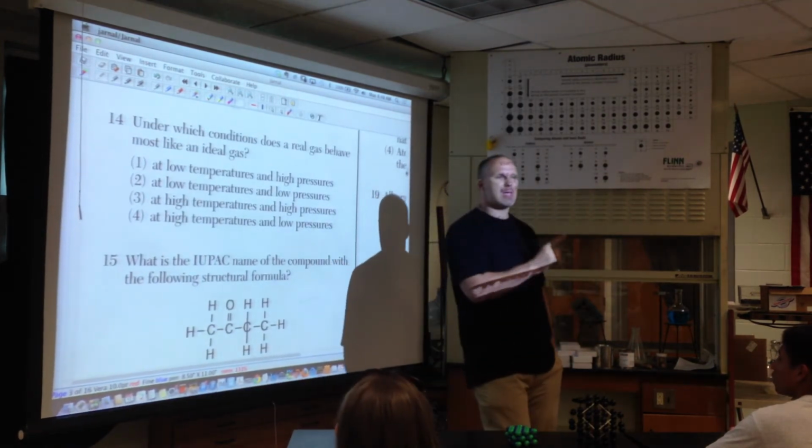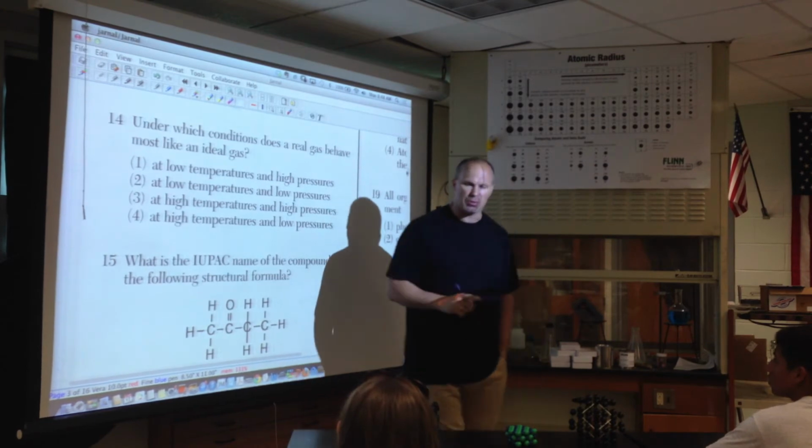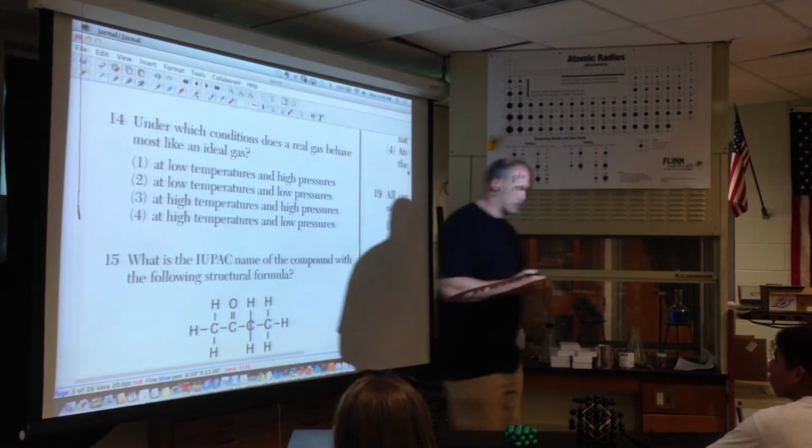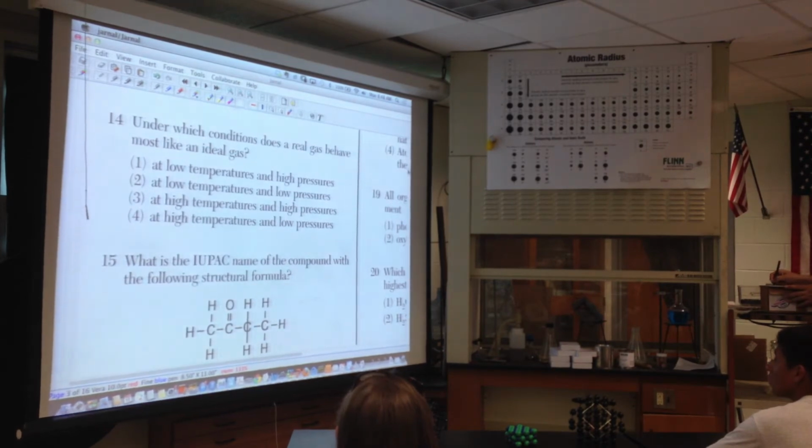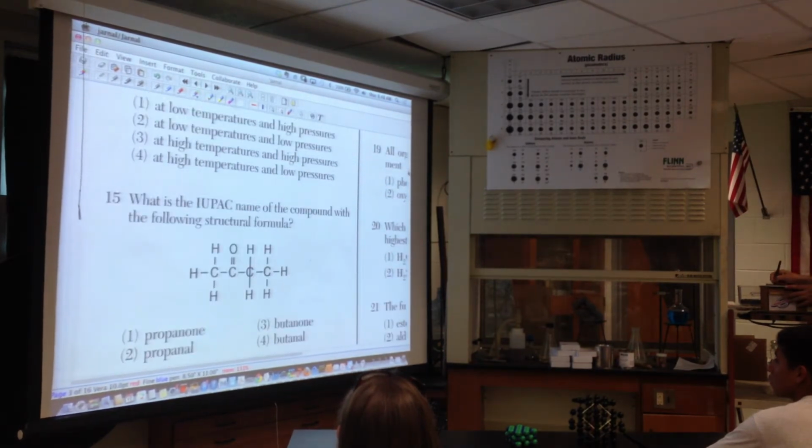Now, to be an ideal gas is like being an ideal student. Let's put these things down. I'm going to go through this quickly because I don't want any student to ever get this wrong.